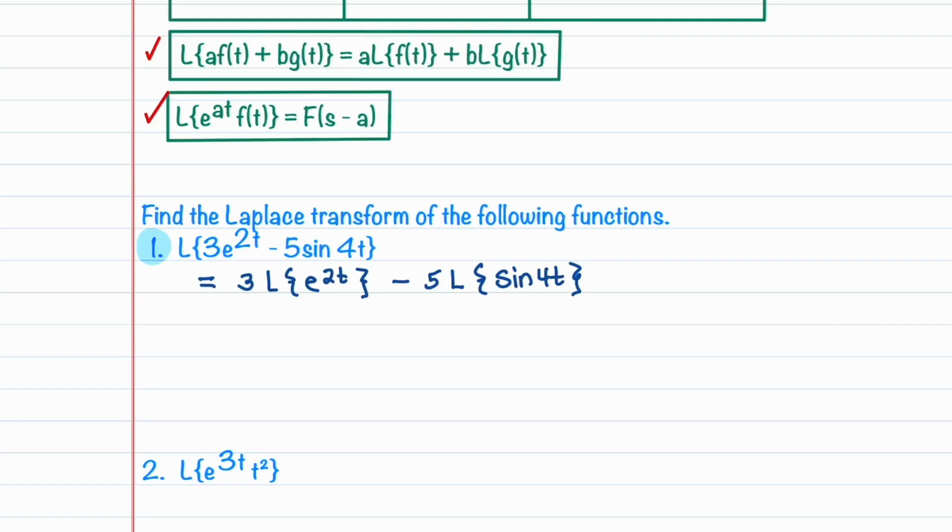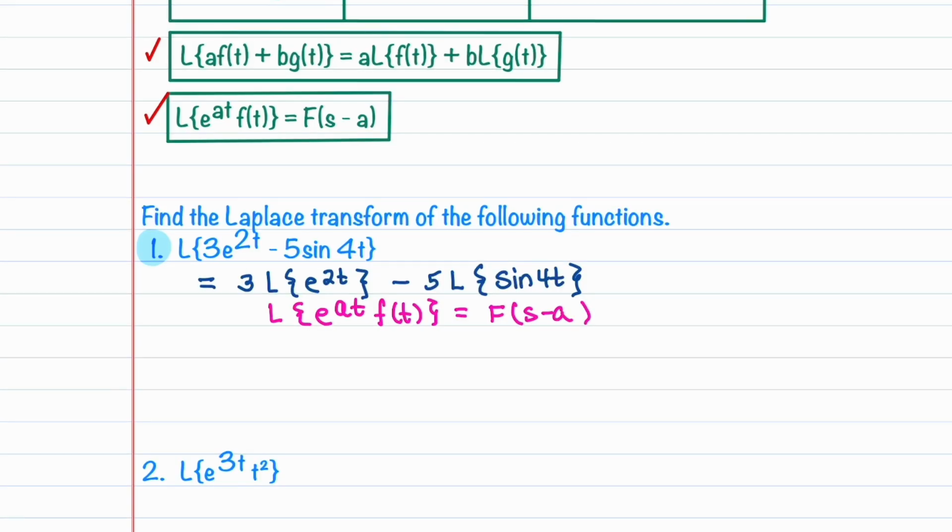To do that, let's go ahead and write down the general formulas that we're going to need. The Laplace transform of e to the at times f of t is just F of s minus a. So let's make a note here. In our original function, we can think of this as e to the at times 1. So our f of t is going to equal 1.